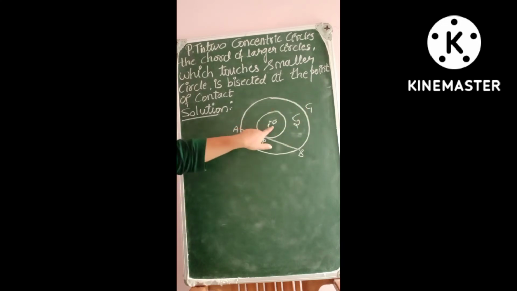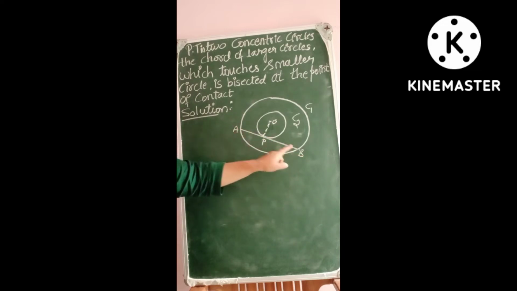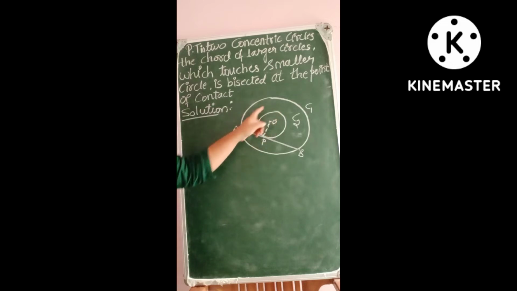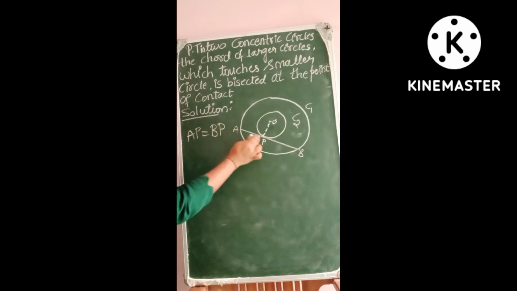Okay, these are having the center O and the chord AB of the larger circle C1. It touches the smaller circle C2 at point P. We need to prove here that AP is equal to BP. Then let us join OP. We will draw a dotted line here by joining OP.